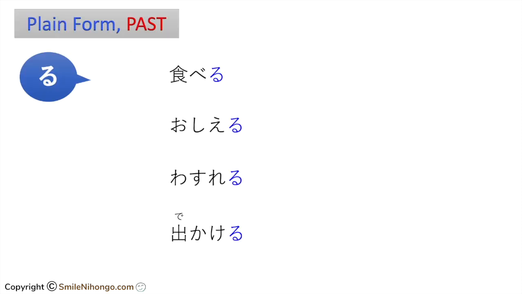These are the example RU verbs that I'm going to use. 食べる, 教える, 忘れる, 出かける. I'm going to give you the past tense for each verb here, okay? See for yourself if you can figure out how to convert RU verbs in plain form into the past tense.